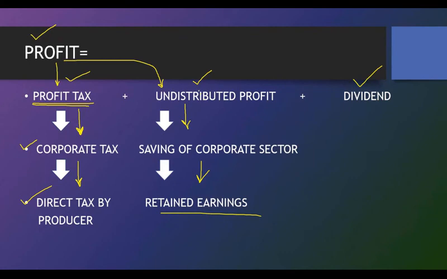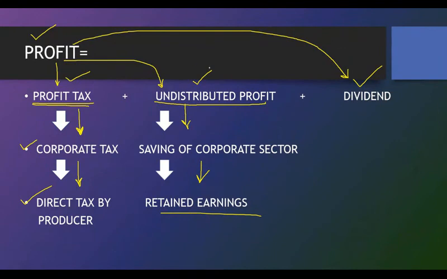In the same manner, undistributed profit is also part of the profit, it will be there only out of profit. Another term for undistributed profit is savings of the corporate sector, or it can also be called retained earnings. Now, another term for profit is dividend.